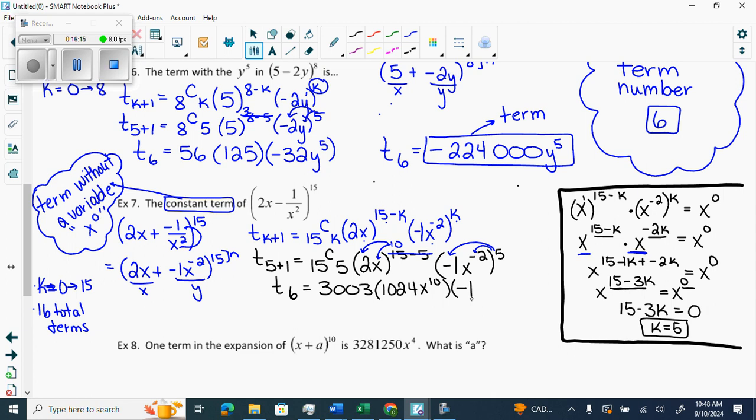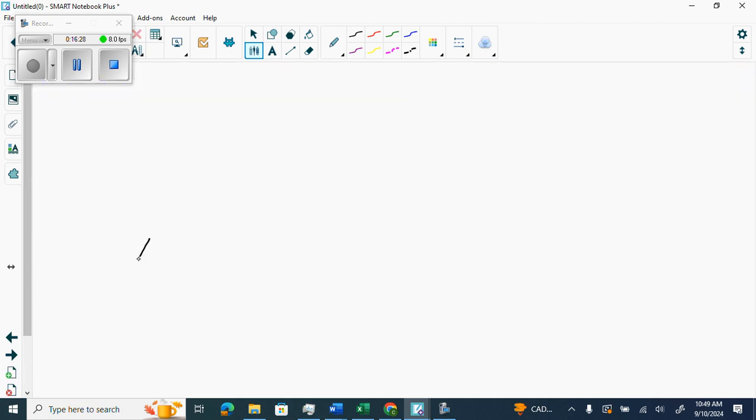Because negative 1 to the 5 is negative 1. X to the negative 10. Now what happens with x to the 10 and x to the negative 10? They cancel. Now why is that? I'm going to show you something. X to the 10 times that 10, and I wrote a 6. Anyone scared for me right now? Because I am a little.